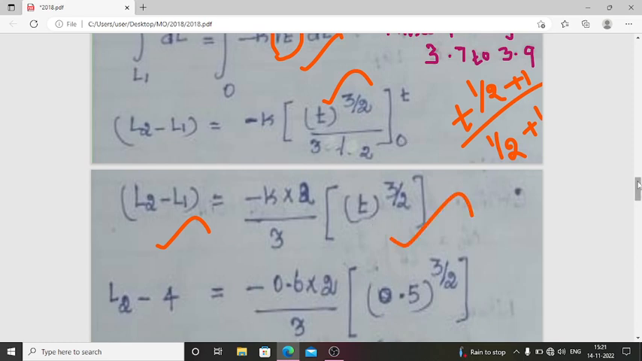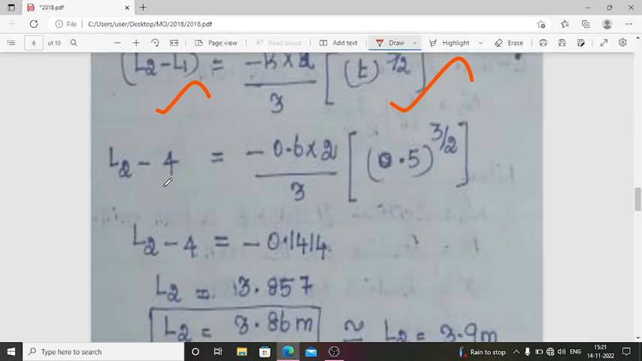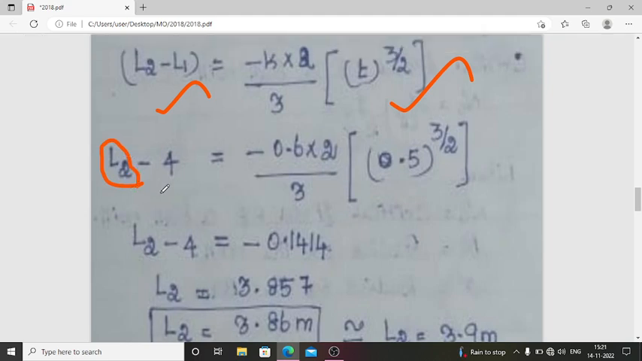Okay. So here L1 is given. The initial level of the water is 4 meter. So we are going to calculate the L2 value. Substitute the L1 here. L2 minus 4 is equal to minus 0.6, as the k value is also given, into 2 by 3. The t value is 0.5, which is also given. Under this condition only we are going to calculate the L2 value. That's why we should take t as 0.5 seconds. So 0.5 power 3 by 2.